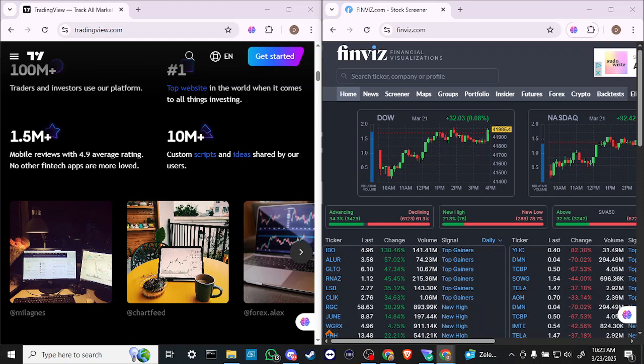The choice between them depends on your trading style. Technical traders would likely prefer TradingView, while value investors might lean towards Finviz. And that's all there is to it.